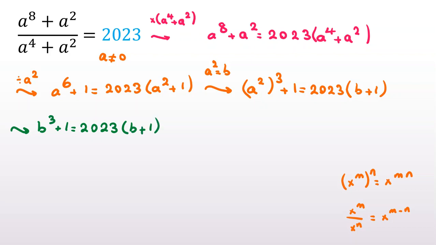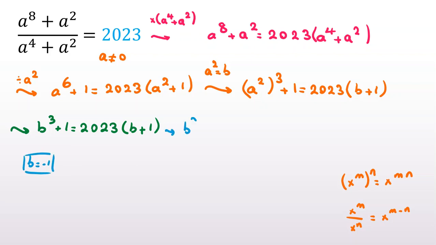Here, because the degree is 3, we should try to find at least one answer. Then we can use the quadratic formula. Pause the video and try to find at least one b. Okay, check b equals 0: this side will be 1, this side 2023, no. If you check b equals 1, this side will be so much larger. If you check b equals negative 1, this one and this one will be 0. So b equal to negative 1 is one answer.